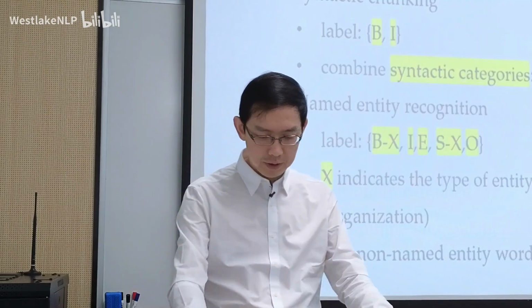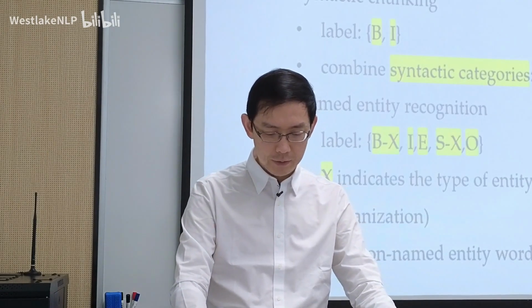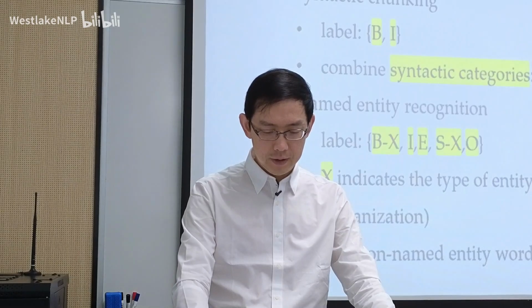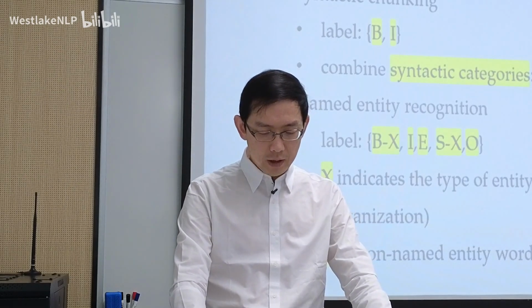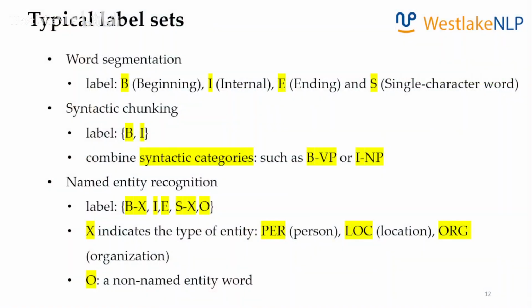So the next slide shows typical labels that we use for solving sequence segmentation tasks. You can see that for word segmentation, for syntactic chunking, and for named entity recognition, the label sets are different. Why? These are empirical. People have shown that if you use these label sets, you will get better results. Okay. If you change the label sets, maybe your results are slightly worse. So these are what are summarized as useful labels from academic research, from the literature.